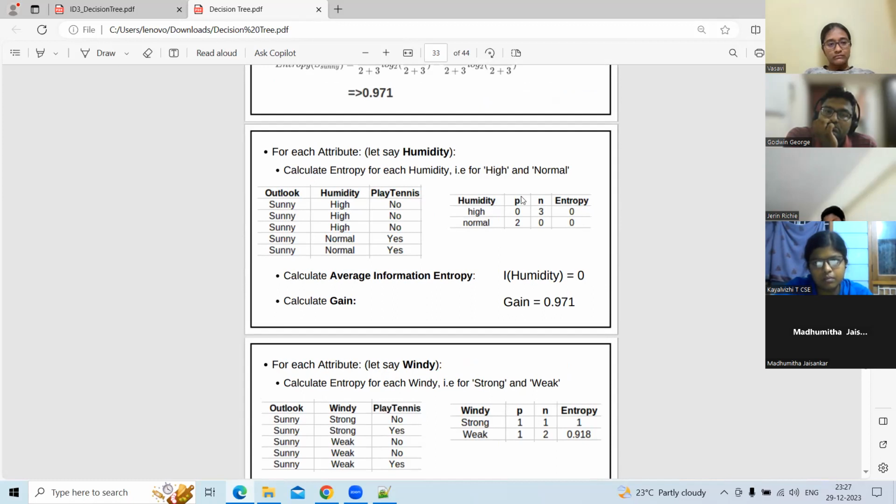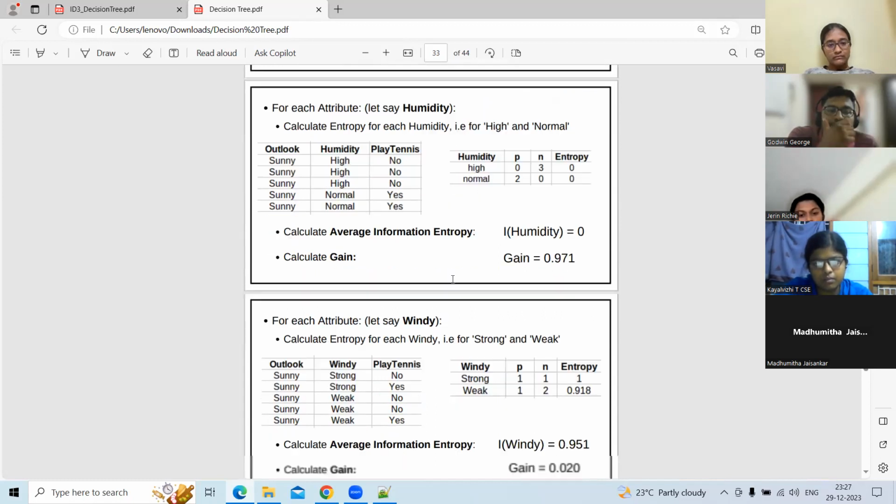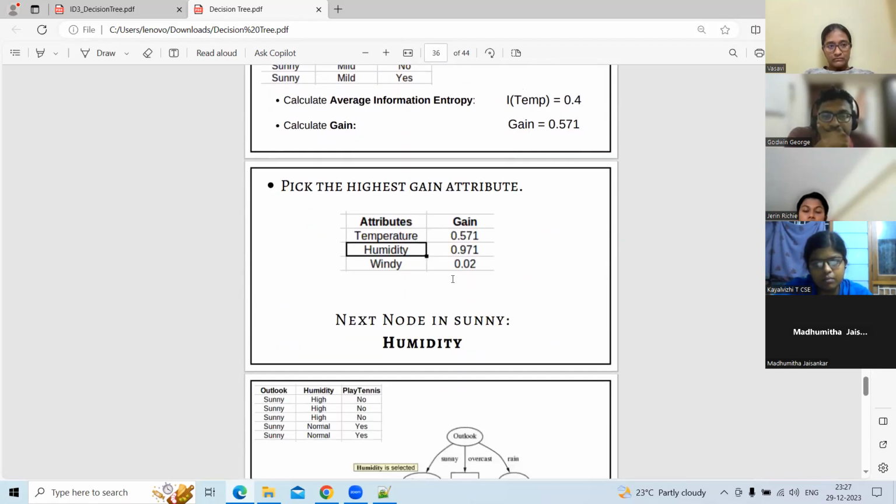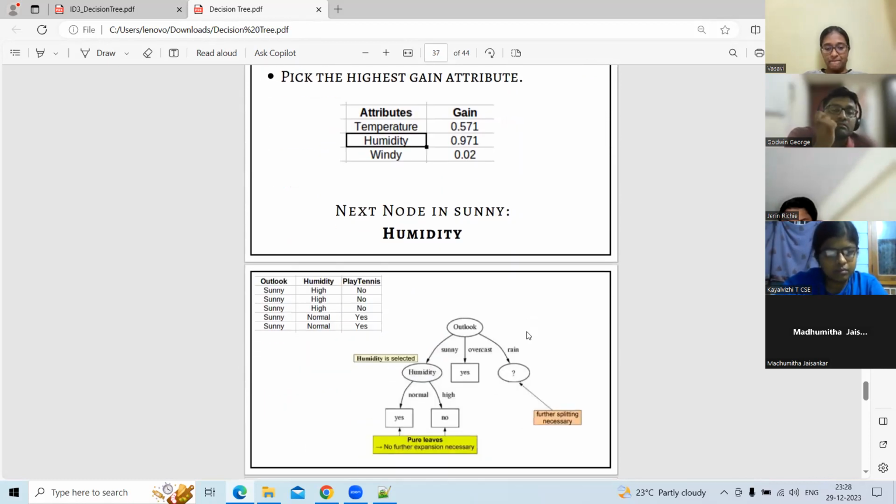Why didn't I see temperature in the tree? Show me that. Okay, 1 minute. Let me show you the values. So if you see this, for humidity, gain is 0.971. For temperature, it is 0.571 and wind is 0.02. So the next node in sunny will be humidity.